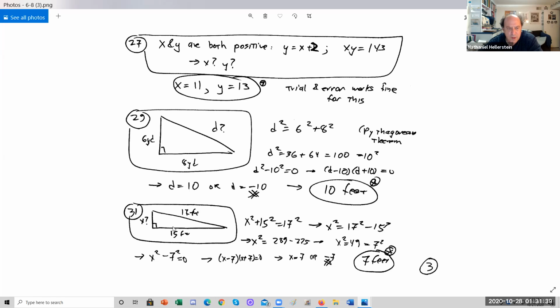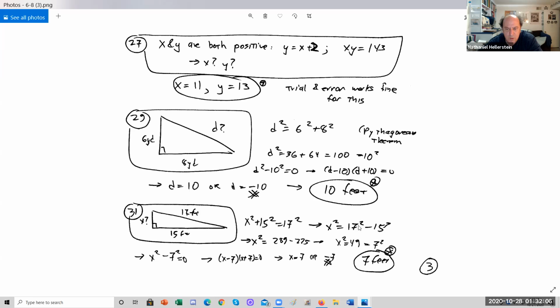Here, in the book they have a picture of somebody jumping a motorcycle over a ramp. Big deal. What's salient is that this diagonal is 17 feet, and this base is 15 feet. So what's this height x? Well, x squared plus 15 squared equals 17 squared. That's the Pythagorean theorem again.